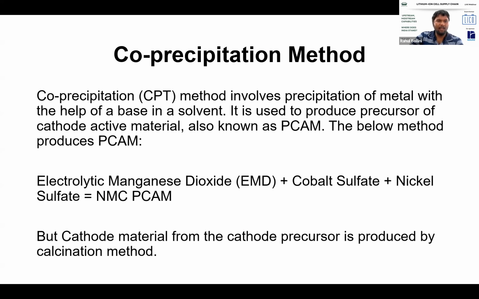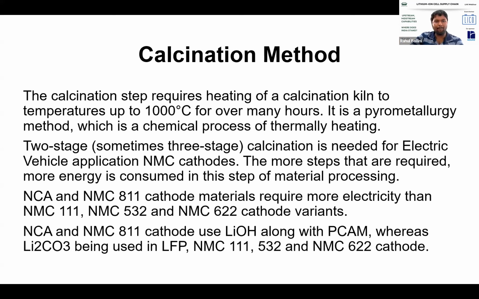Firstly, there is a co-precipitation method which is involved to make a precursor cathode active material. There are various ways to do that. You can take the carbonate route, the sulfate route, or the acetate route, but generally the market preference is working with the sulfate route. And you can go to a precursor level, and then precursor plus lithium compound would help you go to the cathode material, which is the CAM.